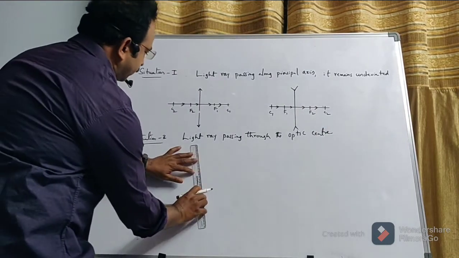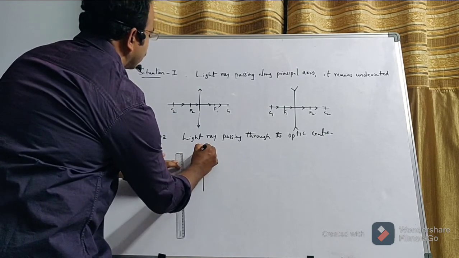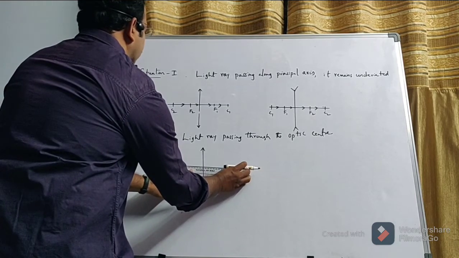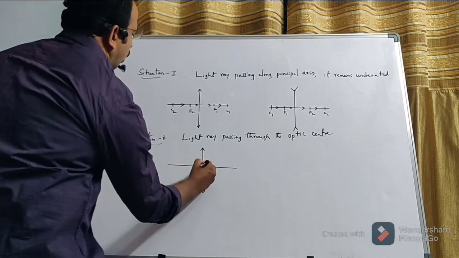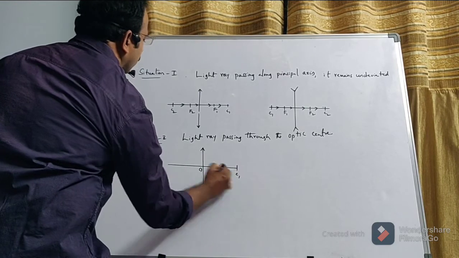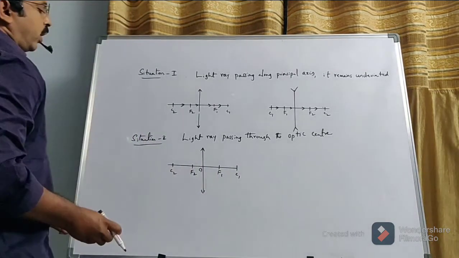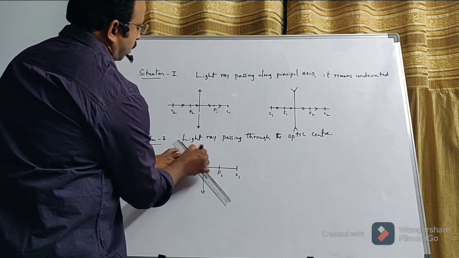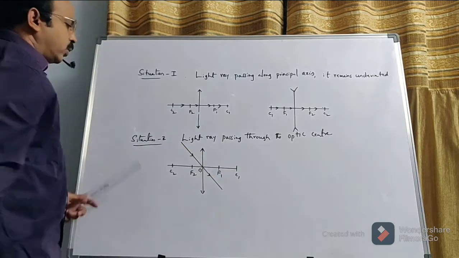Look here. This is a convex lens, and we know that this is the optic center, and this is F1 and C1, and here F2 and C2. For example, a light ray is passing through the optic center like this, so it passes like this.